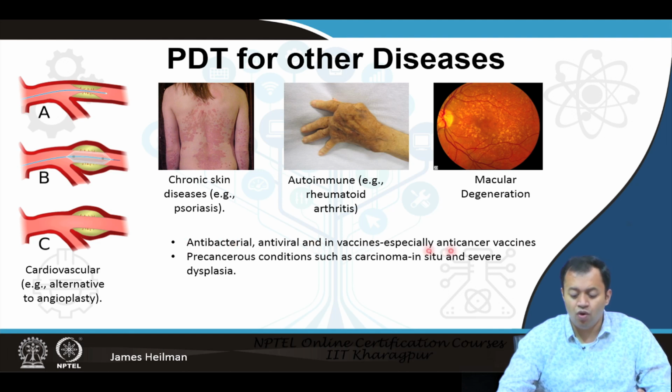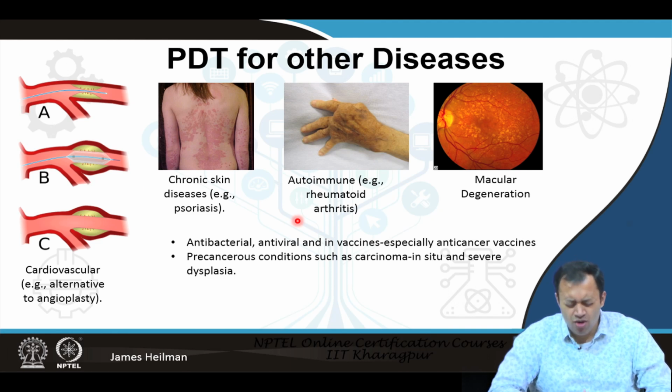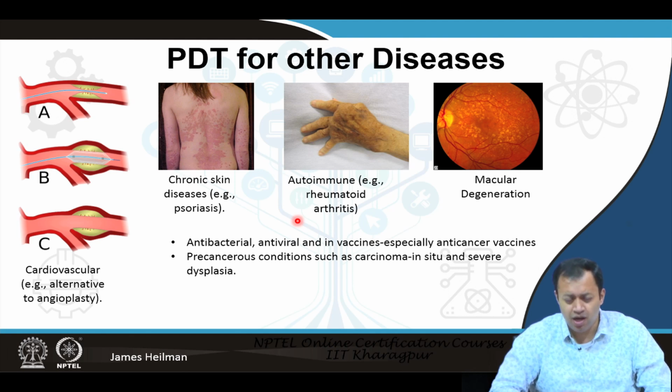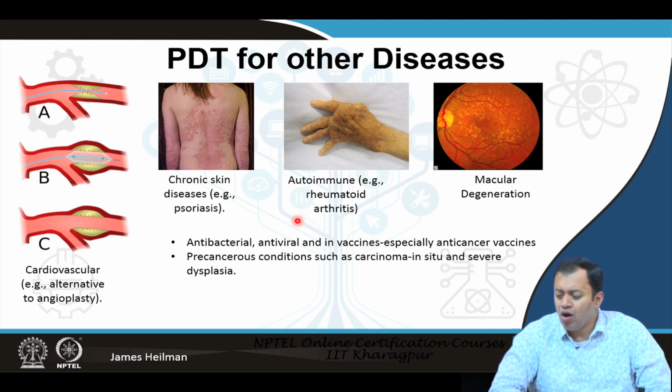So, we can go for communicable diseases as well, antiviral treatment using PDT, and obviously precancerous conditions such as carcinoma in situ and severe dysplasia. Again, I do not know how much knowledge of cancer you have. There are several different stages, very rudimentary. If a normal cell starts abnormally multiplying, keeping the overall shape and structure of the cell as it is, but the multiplication rate has increased tremendously, we call it hyperplasia.